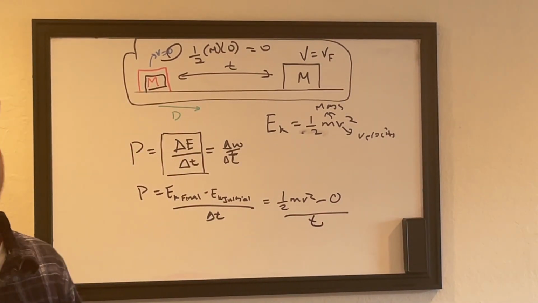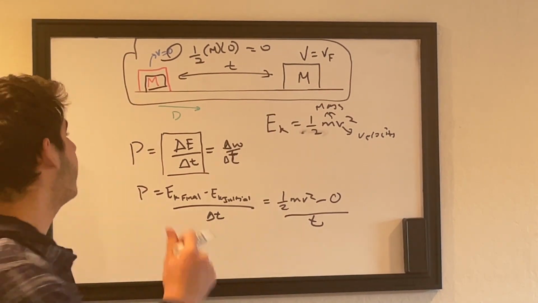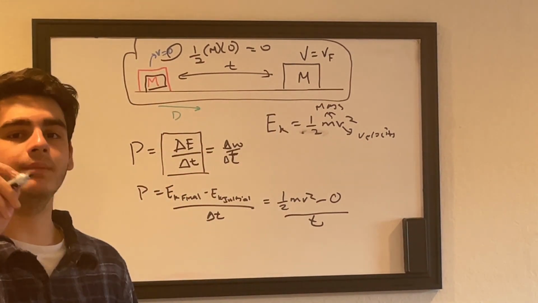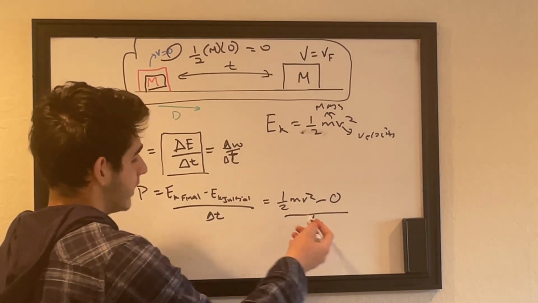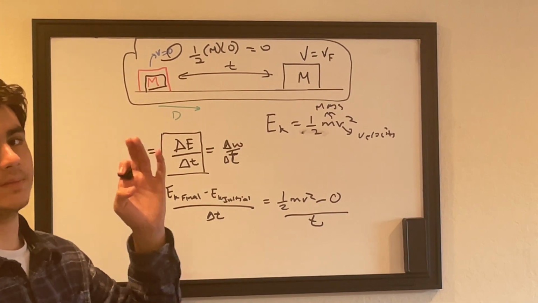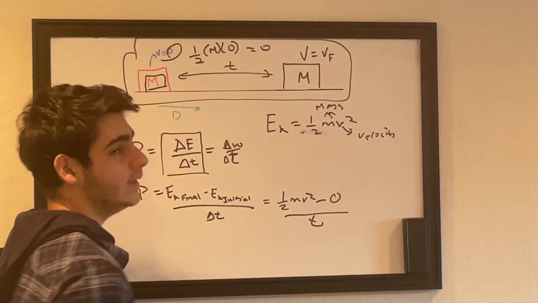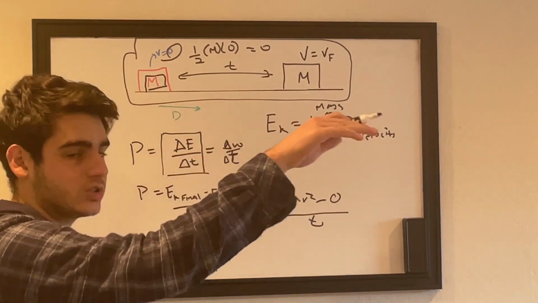Change in time is basically t final, which is there's some point in t, minus the initial, which is 0. So t minus 0 is t. So that's how we got t. Change in time is basically final time minus initial time. There's no initial time because at that point it was 0, and now there's some certain t because it took some time to reach there.